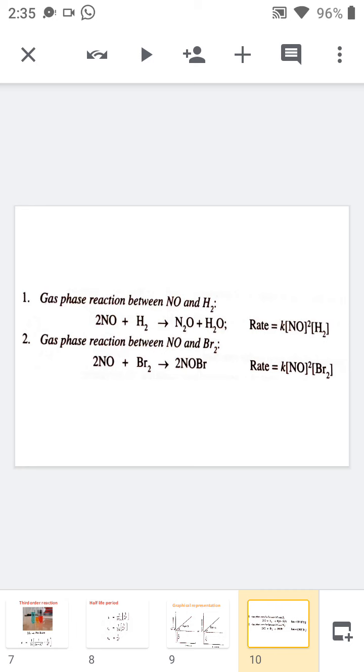Now these are some of the examples of the third order reaction. Gas phase reaction between NO and H2. So we will get 2NO plus H2 gives N2O plus H2O. So the rate is equal to k into [NO] whole square into [H2]. Next example is the gas phase reaction between NO and Br2. So the reaction is 2NO plus Br2 gives 2NOBr. The rate is equal to k into [NO] twice and [Br2].